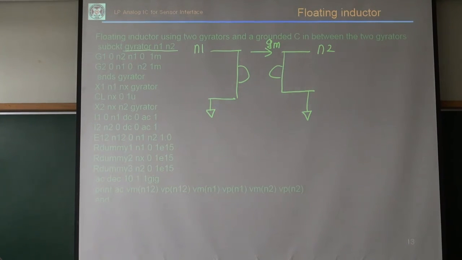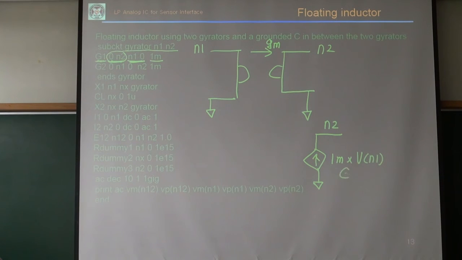So what is this thing? 1M. You can see this is a gyrator. This is a transconductor, with current from 0 to N2. Current flows from ground to the N2 node, like that. Then this is 1 millisiemens times VN1. This is VN1, the controlling branch. This is the controlled branch. So this is the G1.